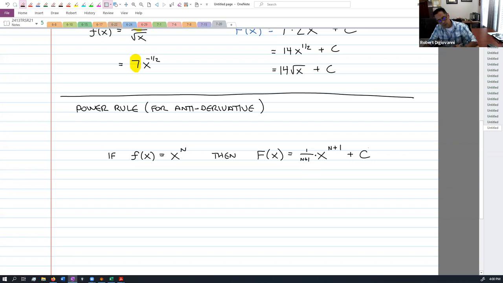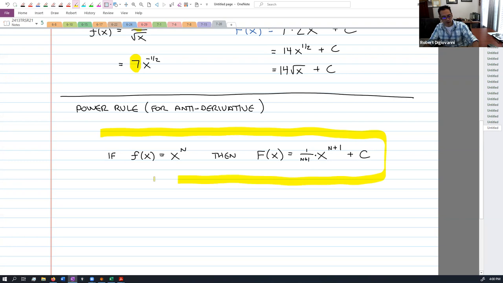That is our power rule for antiderivatives. If you like just using formulas, there it is. I think it's a little better if we develop the formula out of some examples like we did.